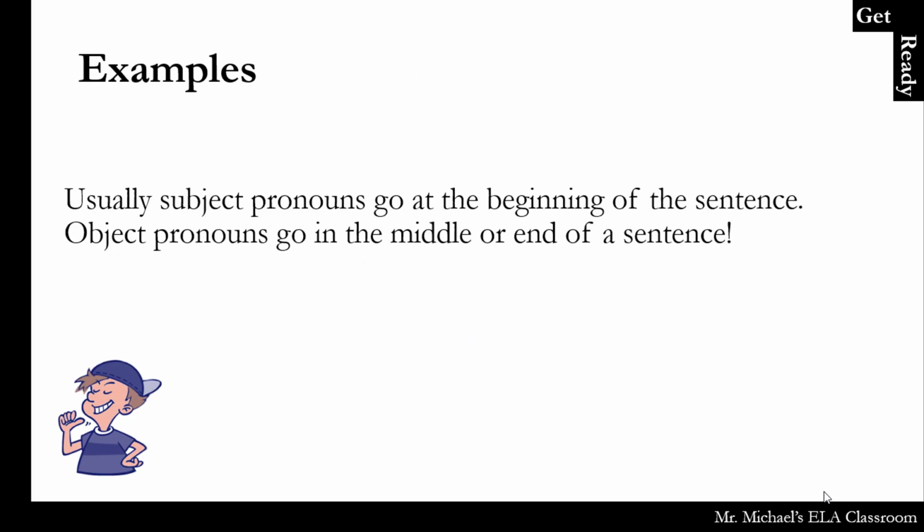So examples. Usually subject pronouns go at the beginning of the sentence. Object pronouns go in the middle or end of a sentence. I am going to school. So I is the subject pronoun. Give the ball to me. Me is the object pronoun.